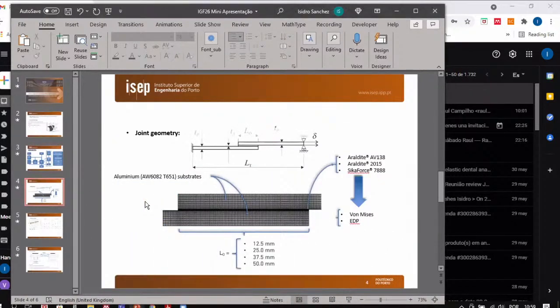For testing the implementation, we used a single lap joint bonded with aluminum, the 6000 series. We tested 4 overlap lengths and 3 different adhesives. 2 of them are similar to the ones presented before, and the other one is a quite ductile and tough Sika 7888. And the results were evaluated using both criteria, the von Mises and the Drucker-Prager.